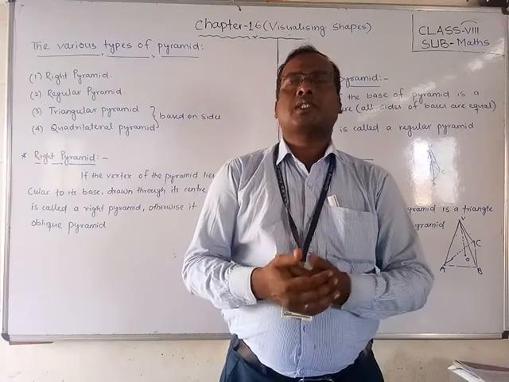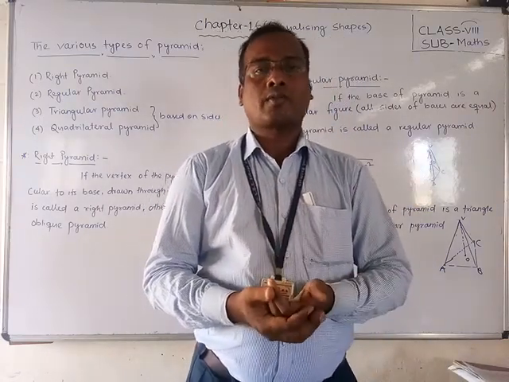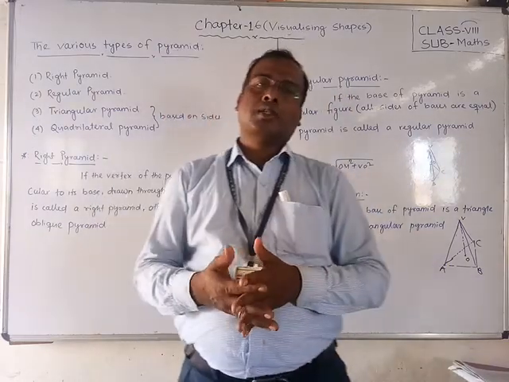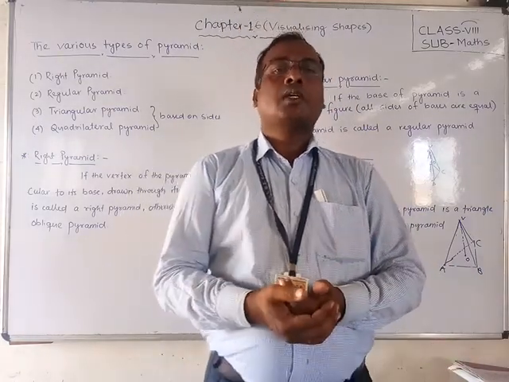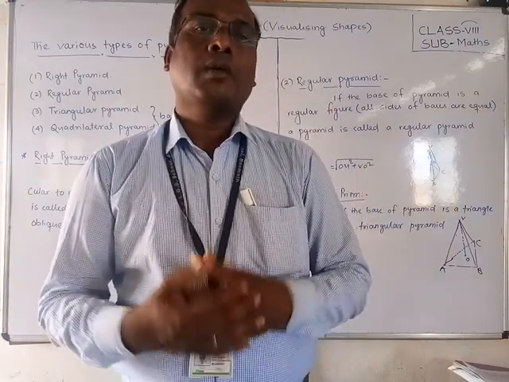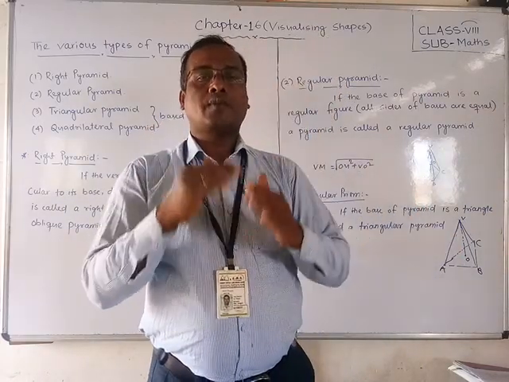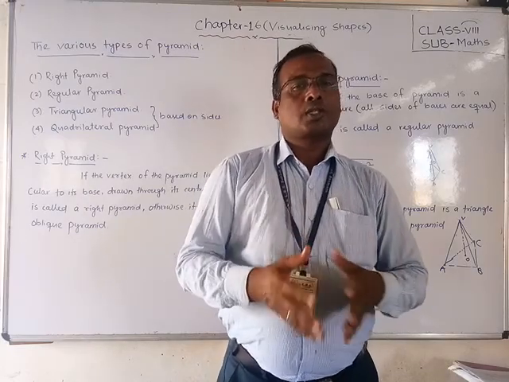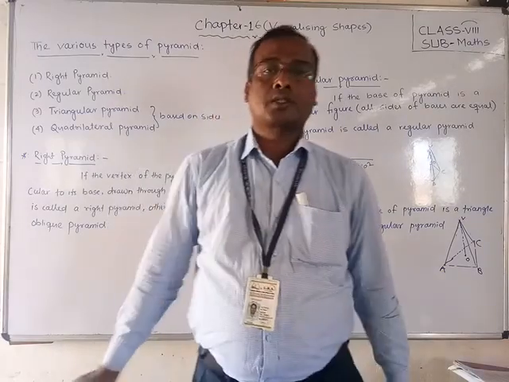According to their base, if the base is a triangle, then we can say it is a triangular pyramid. If the base is a quadrilateral, that means four sides, then it is a quadrilateral pyramid. A pyramid has one vertex, that means all faces have a common vertex, and that is called a pyramid. We will discuss the different types of pyramids in this video.